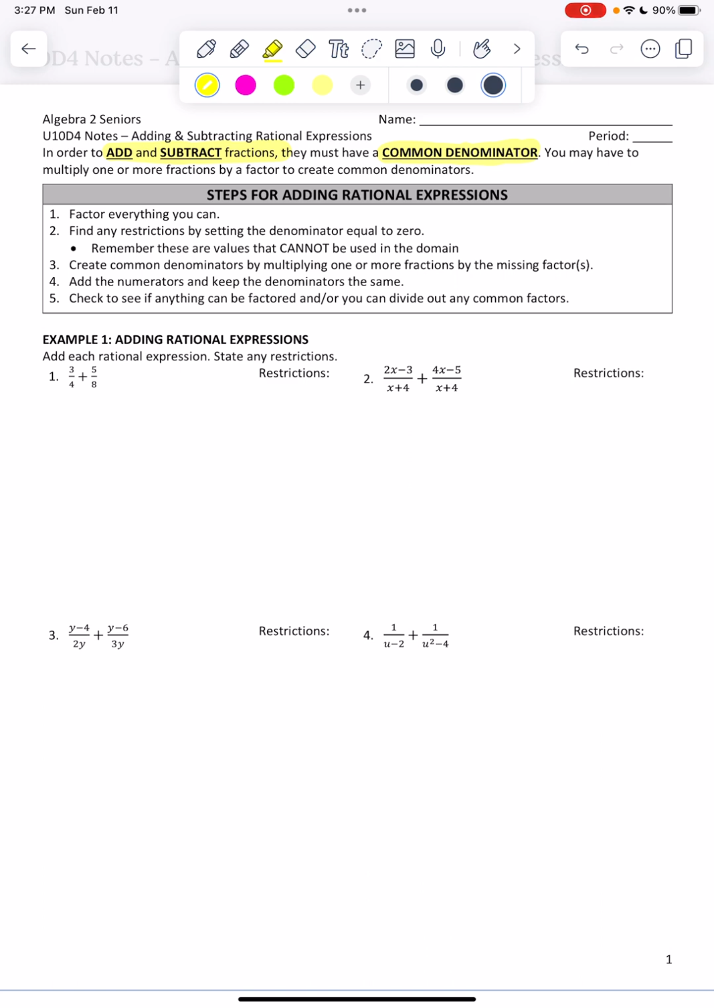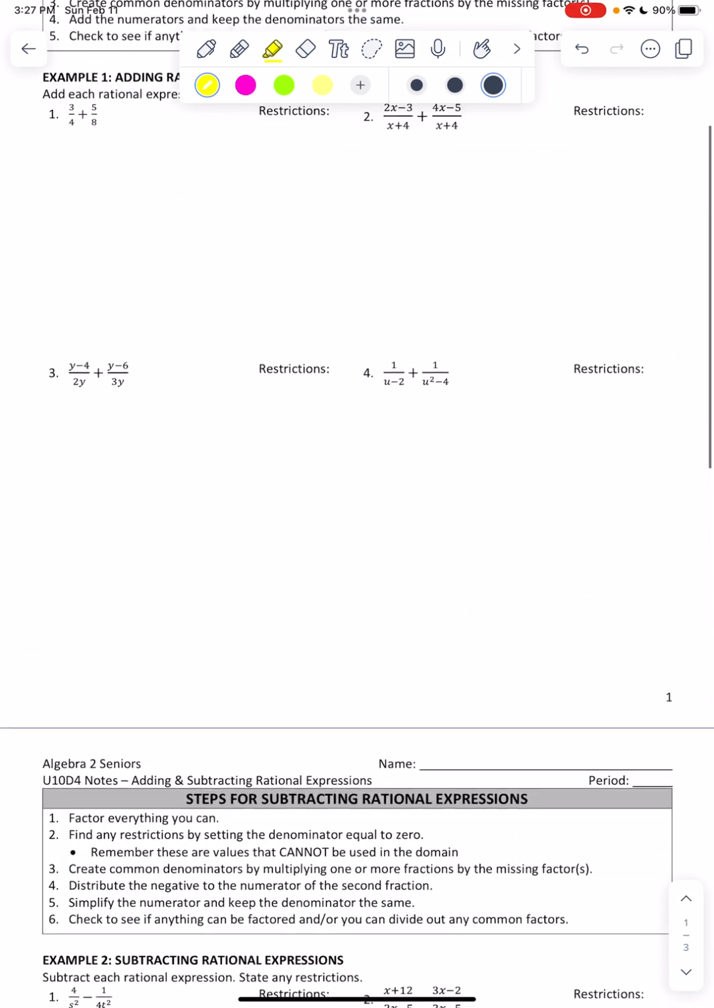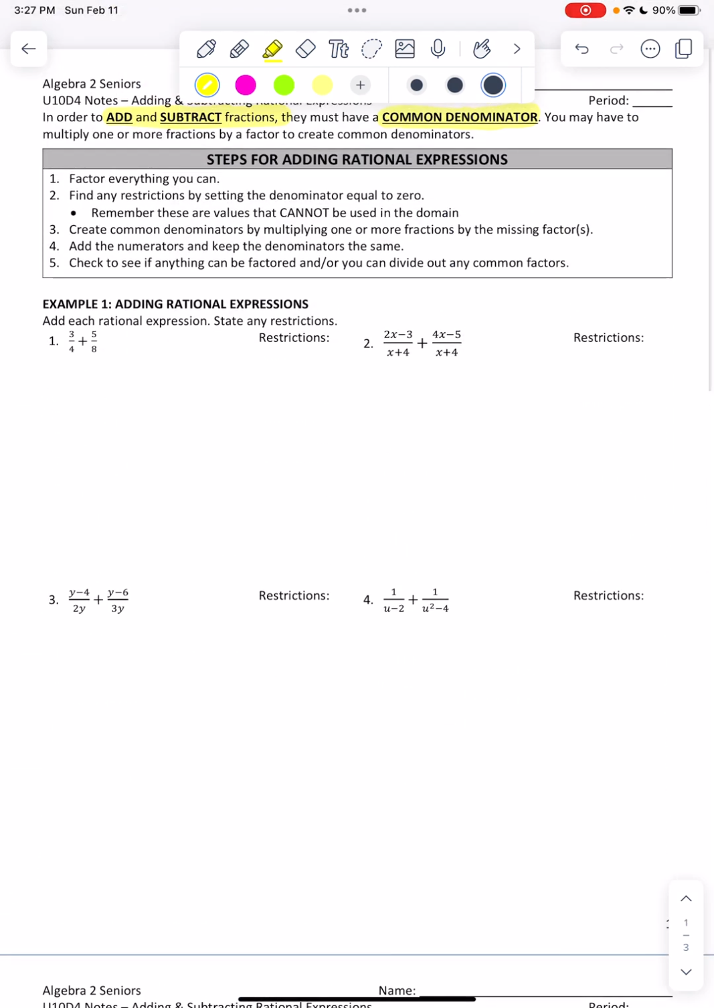Okay? So here again, same thing. We've got to find restrictions, all that stuff. So it says factor everything you can, find restrictions, create a common denominator if you need one, and add the numerators. But remember, when we add fractions, the denominator doesn't change. So just add the numerators and then check to see if anything can be factored or divided out after you simplify.